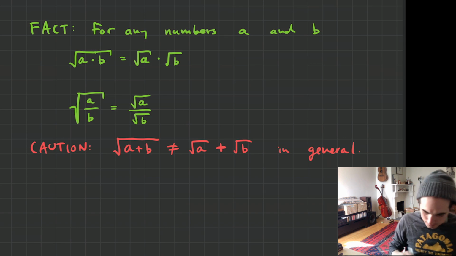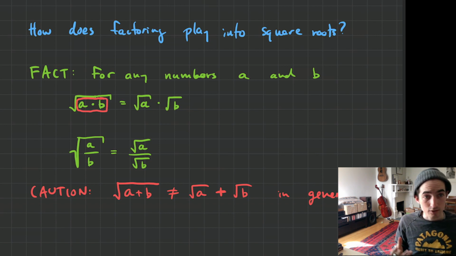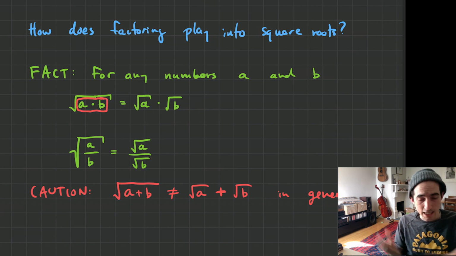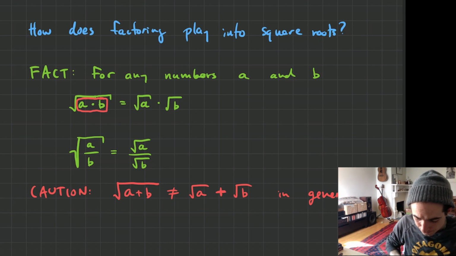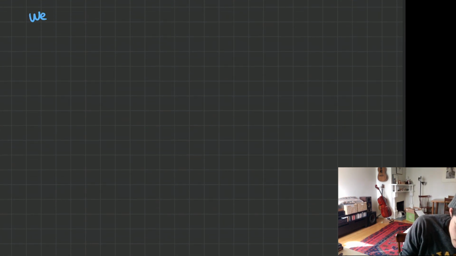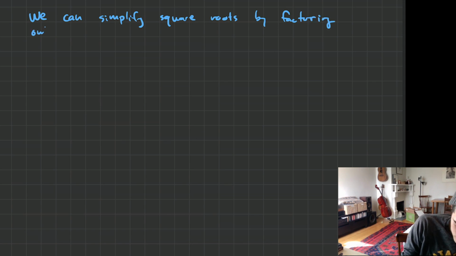So let's talk about how we can use factoring. You can kind of see what's going on here: if we are able to factor a number like this, where I've got two numbers that are factors of A times B, then I can split those up into easier square roots. So we can simplify square roots by factoring out perfect squares.